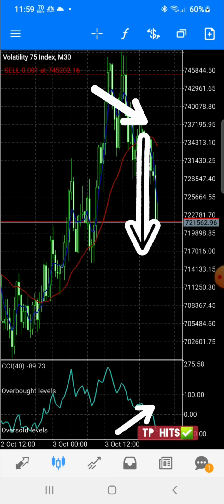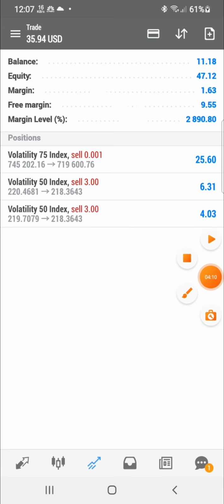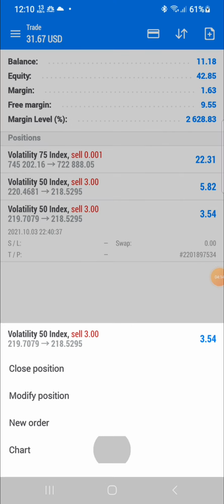Now the strategy will not just tell you when to buy and sell, it's also going to tell you when to close your profit, if you should keep holding, and if you need to put a stop loss.